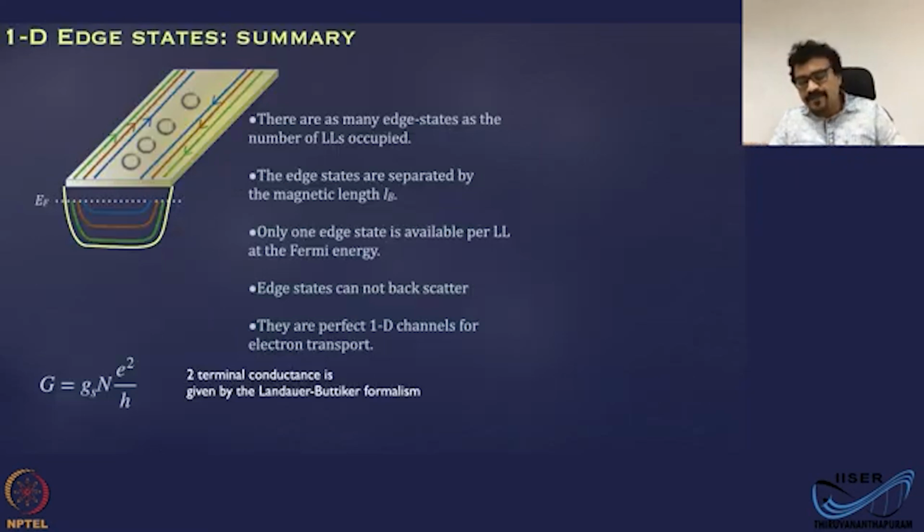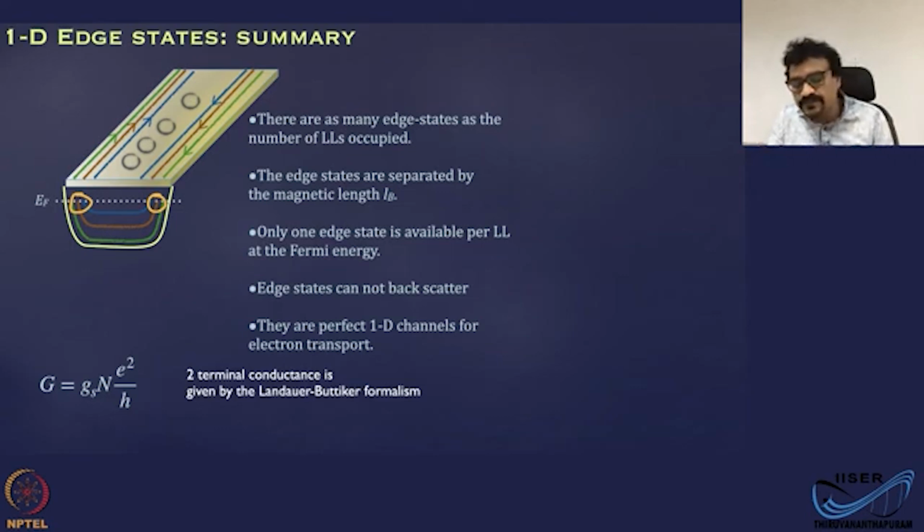So in summary, there are as many edge states as the number of Landau levels occupied. If there are 3 Landau levels, there will be 3 edges at the Fermi level. All the action and all the transport happens at the Fermi level. So if there are states available at the Fermi level, then only transport can take place. So we don't need to worry about anything which is too far from the Fermi level for transport studies.